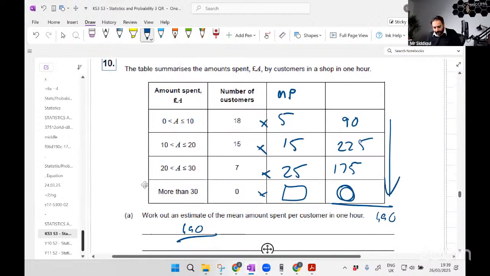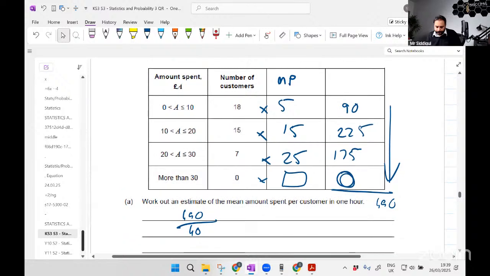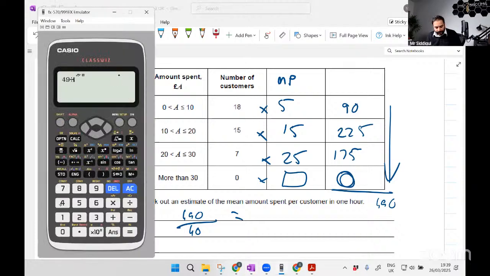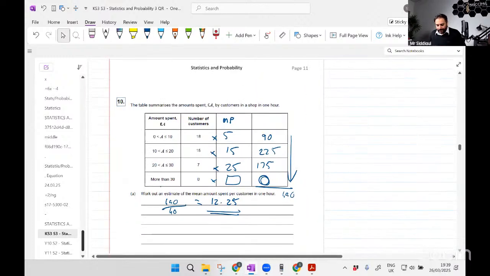And how many there were is the sum of this column, which is 22, 30, 40, I think. 490 divided by 40 is 49 divided by 4, which I now will use a calculator for, which is 12.25. That should be the mean amount spent per customer in that question. That is the process that you follow.